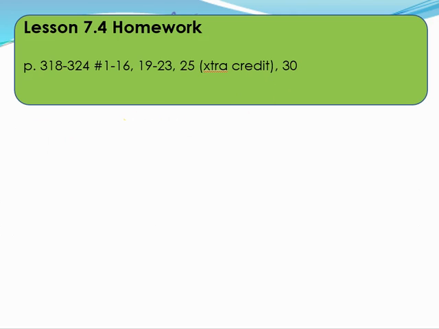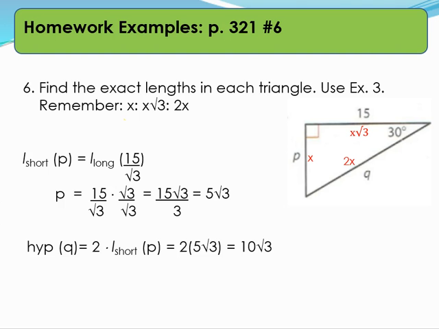So let's go on to just a couple of examples to give you some idea how the homework will go. Homework examples, we have number 6 on page 321. Just by looking at this triangle, you should be able to identify this is a 30, 60, 90. So find the exact lengths in each triangle. Use example 3. I wrote that in there. That's the example that is the most similar to this. And I also put down the ratio.